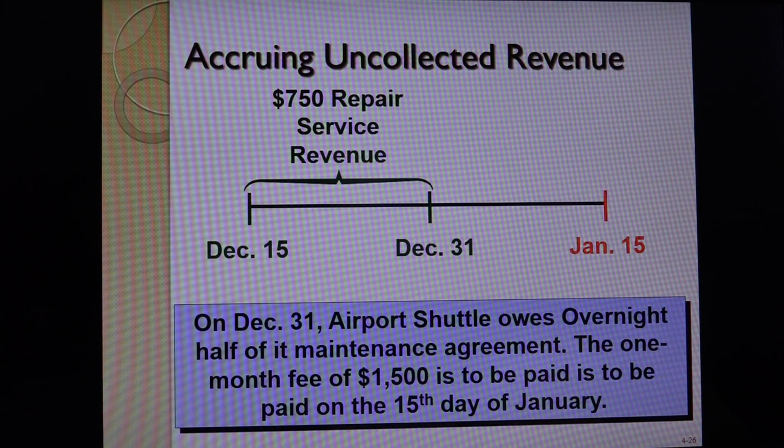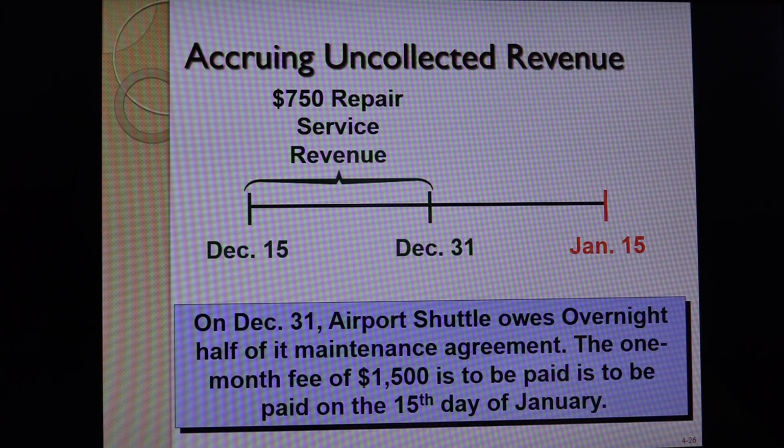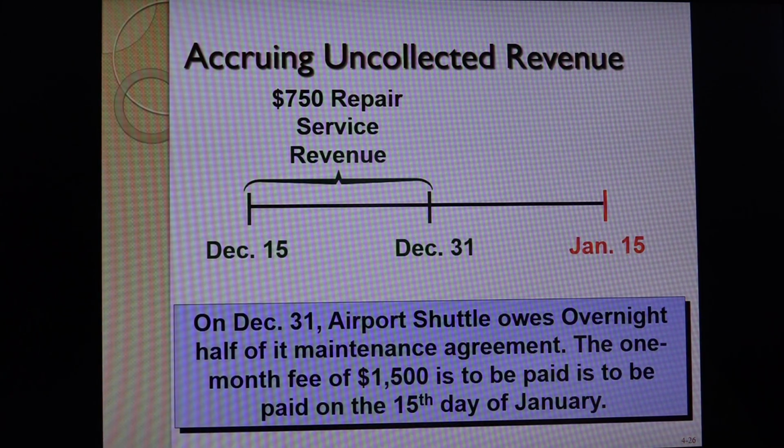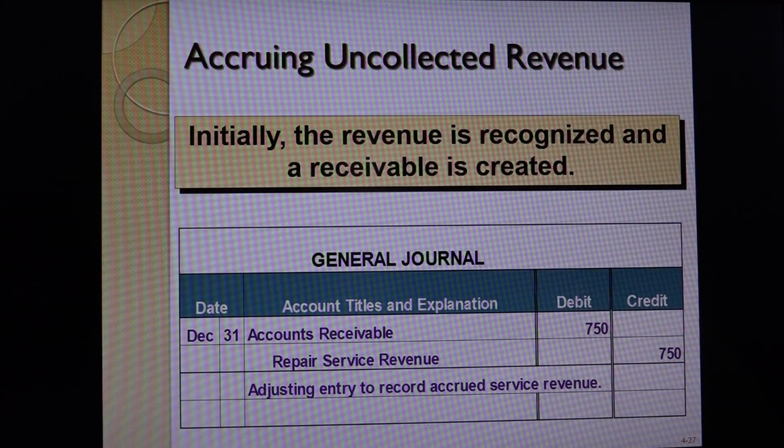So here on December 31st, Airport Shuttle owes Overnight half of its maintenance agreement. The 1 month fee of $1,500 is to be paid on the 15th of January. So they bill them. And here is the entry that they make.